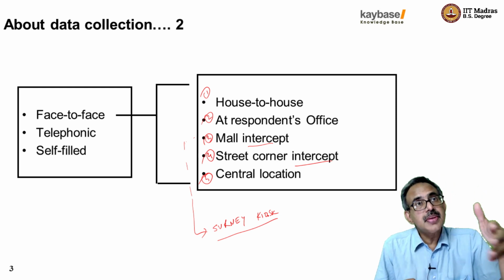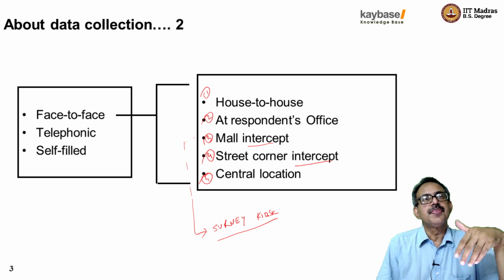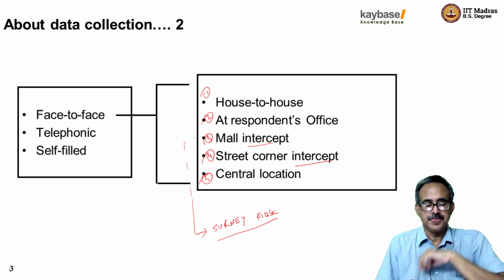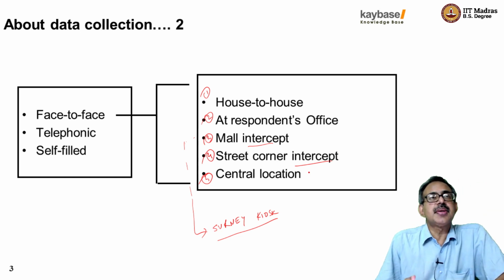But the point is, they work. These methods work. There are people who are prepared to answer these kind of surveys. There are people who don't think of it as intrusive. It works. Okay. And the fifth method is central location.